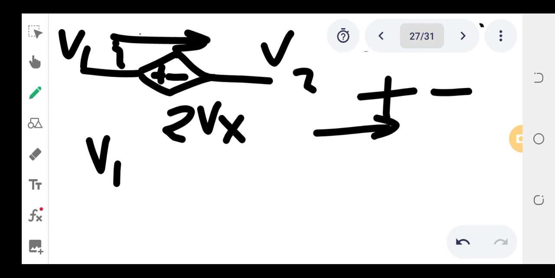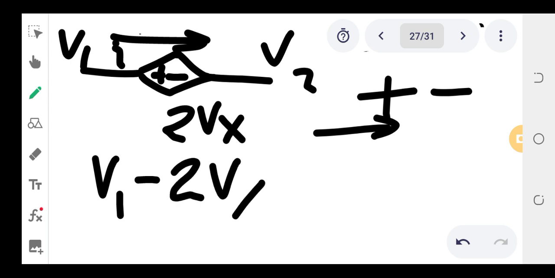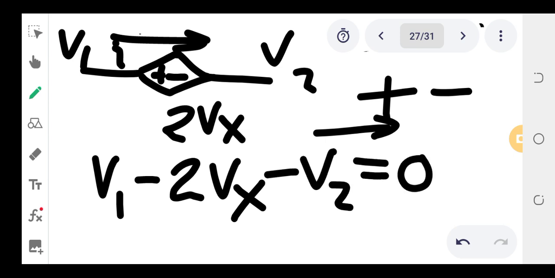So what we are expecting there, since it is entering through the positive terminal, what we must expect is a voltage drop. If it was entering through the negative terminal, then it was supposed to be a voltage rise. Now it is entering through the positive terminal, so we have the voltage drop there. So we have minus 2Vx, so the voltage is dropping, minus V2, and this is supposed to be equal to 0.